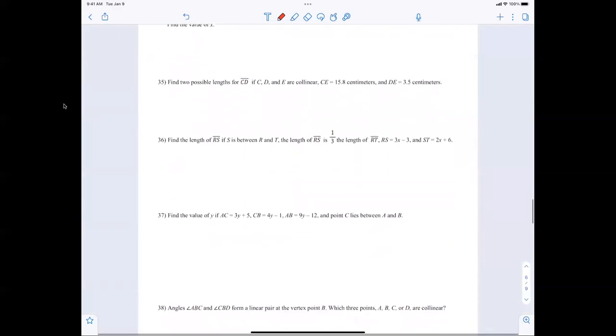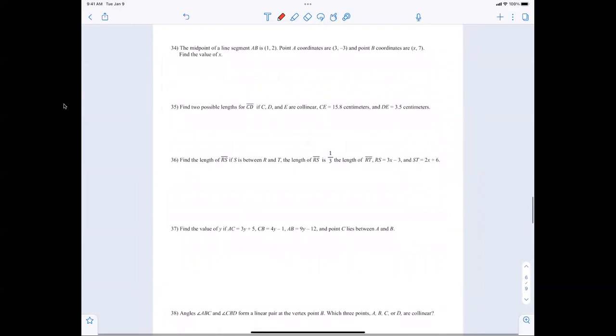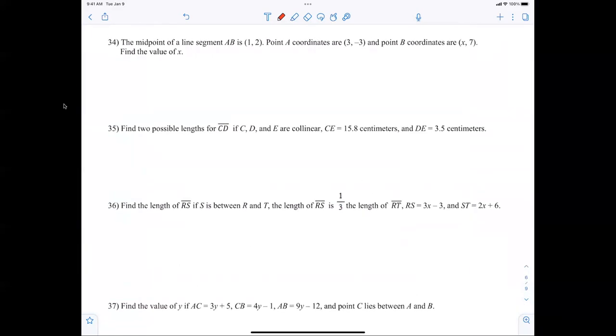All right, let's look at 34 through 38. Anybody need some help with 34 through 38? Yes, sir, Sebastian. All right, let's look at 35. Oh yeah, for some reason this is hard for kids. Find two possible lengths for CD. Now it says C, D, and E are collinear, correct? But it doesn't say what order they're in. Is everybody agreeing with me?